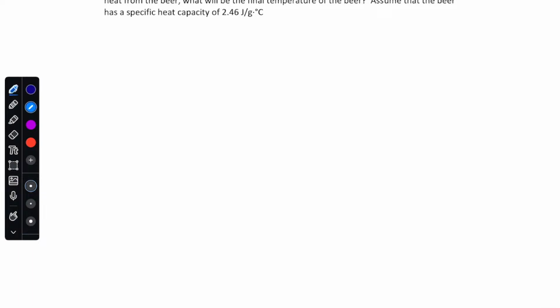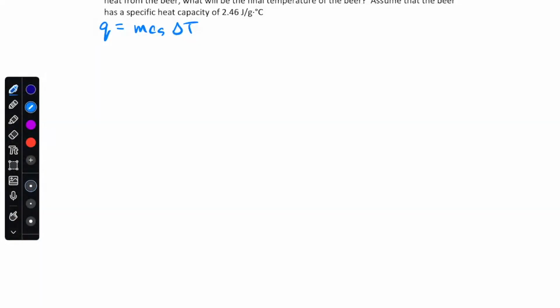30. I like the funny names they come up with. Smarty Pants decides to invent an instant cold pack to quickly cool his beer. If the beer has an initial temperature of 18.2 degrees Celsius and a mass of 115, and the cold pack removes that many joules of heat from the beer, what will be the final temperature? This is going to be a Q equals MCS delta T kind of question. And they're giving us Q.